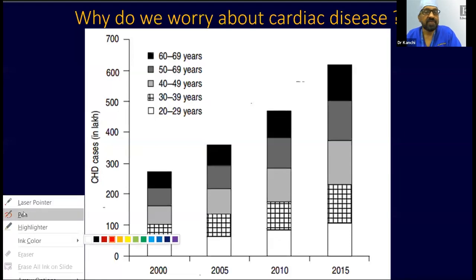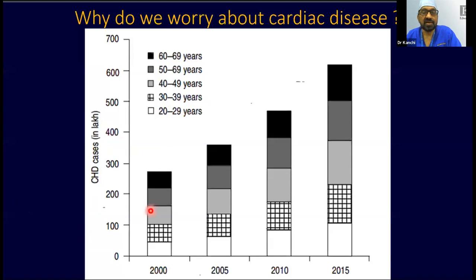This picture shows the statistics from the National Commission for Macroeconomics and Health in India. On the vertical axis, we have the number of coronary heart disease cases in 100,000s, and on the horizontal axis, the years 2000, 2005, 2010, and 2015. As you see, the coronary heart disease incidence has grown in the last 2 decades.